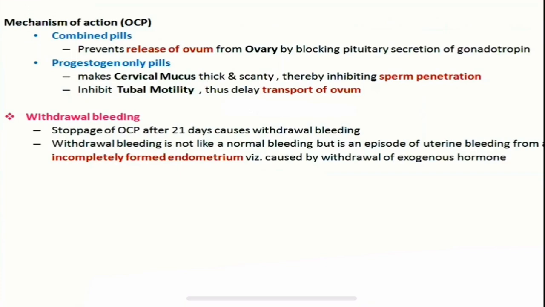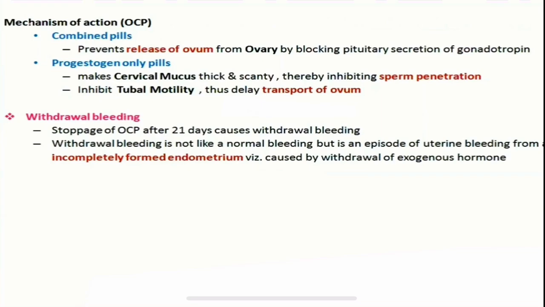In cases of the progestogen-only pill, the progestogens mainly act on the cervical mucus. They alter the cervical mucus, making it thick and scanty. When the cervical mucus becomes thick and scanty, it prevents the sperm's penetration further. It also inhibits tubal motility and delays the transport of the ovum, and the ovum dies there. The ovum has to be transported within the specified time and reach the sperm before the sperm dies in the body. Fertilization has to occur at the right time.